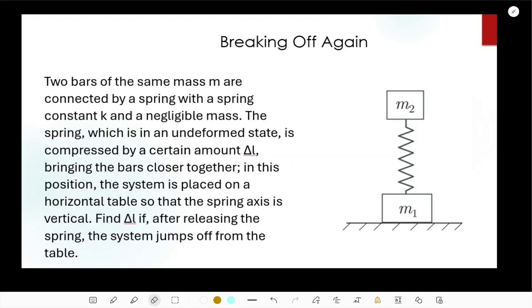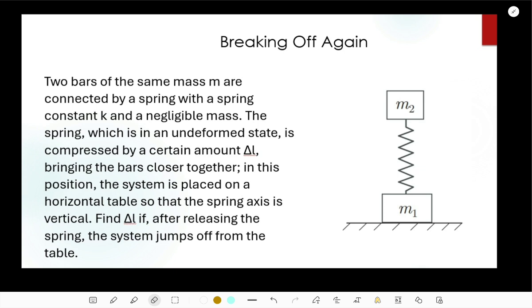Well, we have another example of breaking off. And this time, I just change the situations. Earlier, I applied a force from above. Now, I am giving you the length I compressed initially. Now, let's read the statement of the problem.